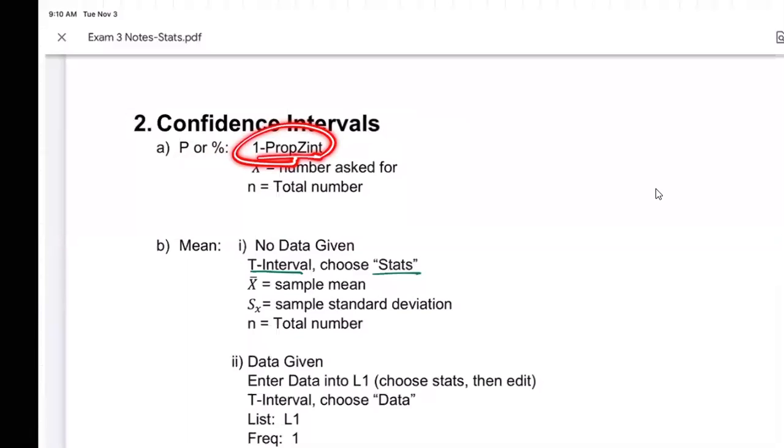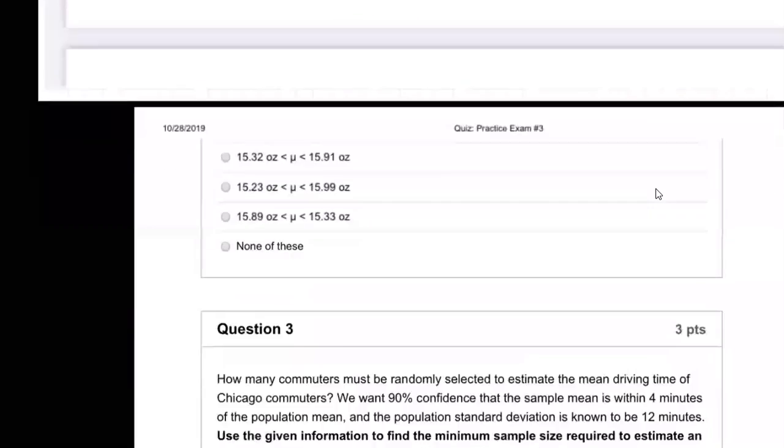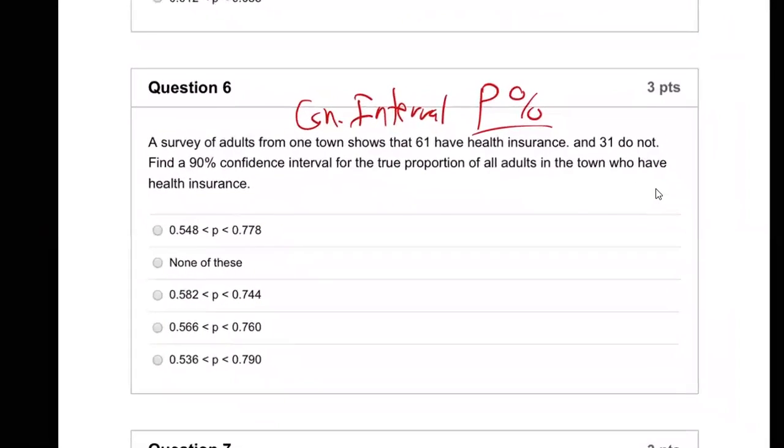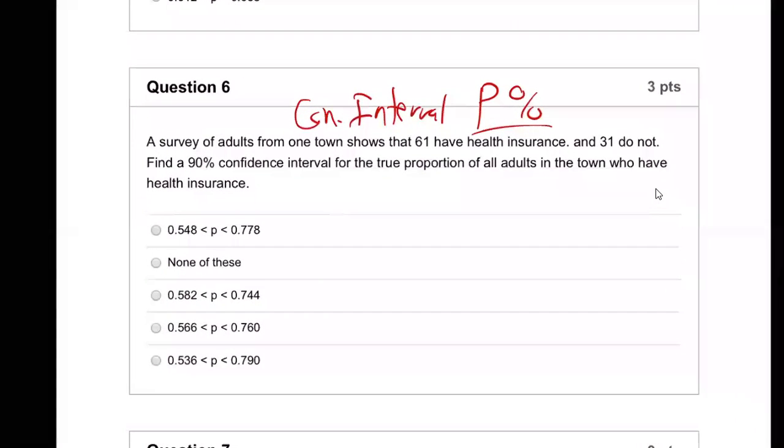So that's why I made these notes for you, because there's a lot of different things we've done, and this is how you'll track it down as to know what to do on your calculator. It's the 1 prop z interval. X is the number asked for, N is the total. 1 prop z interval. Let's do it.